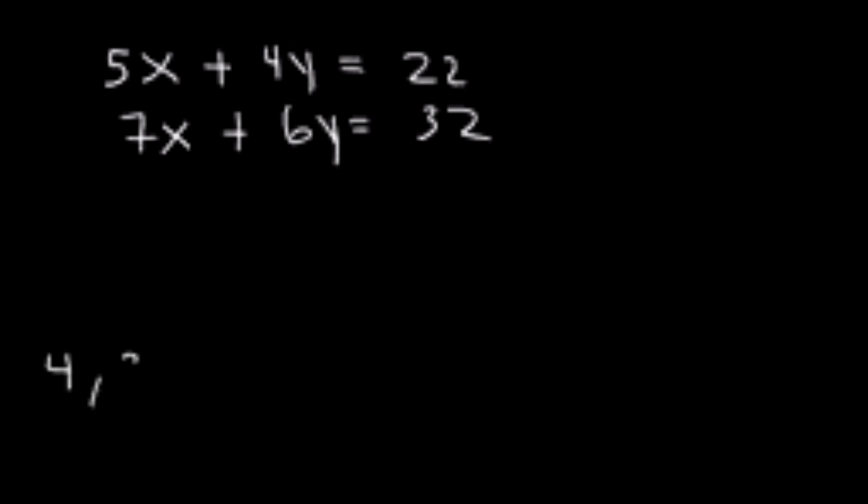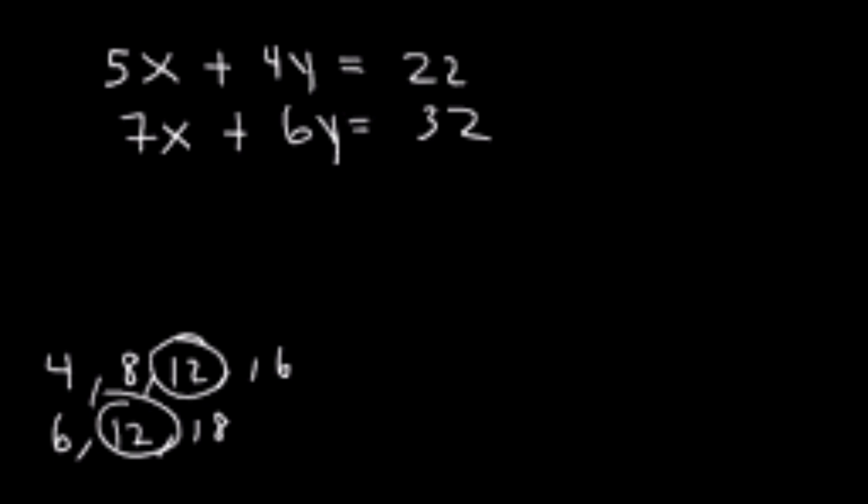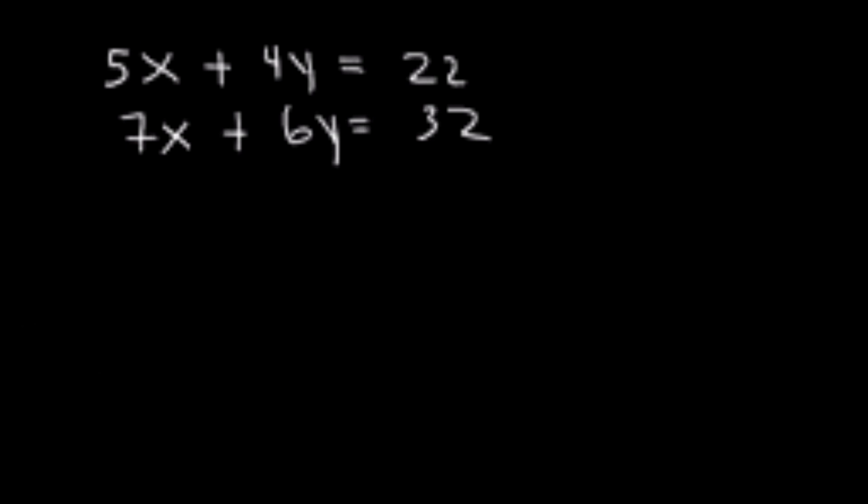Multiples of 4 are 4, 8, 12, and 16. Multiples of 6 are 6, 12, 18. Notice that the least common multiple is 12. So therefore, I'm going to multiply the first equation by 3 so that the 4y will change into positive 12y. The second equation, I'm going to multiply by negative 2 so I can get negative 12y. Positive 12y plus negative 12y adds up to 0.